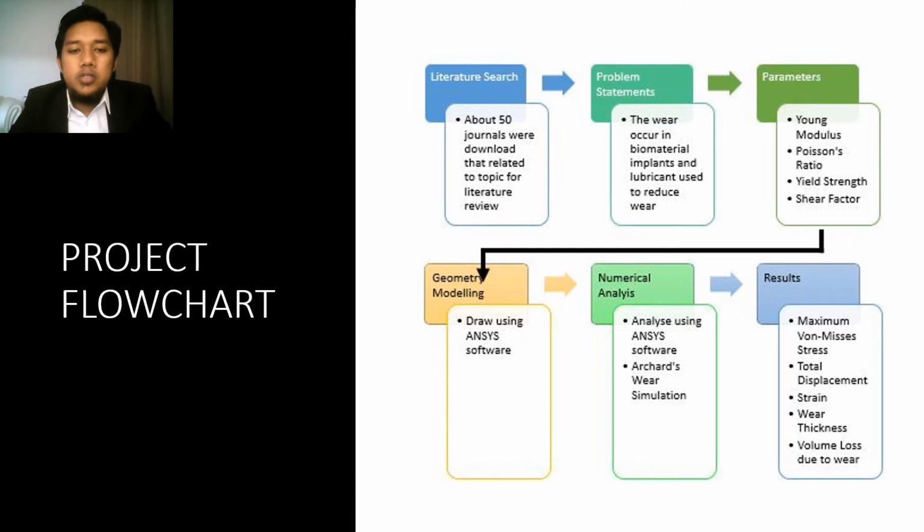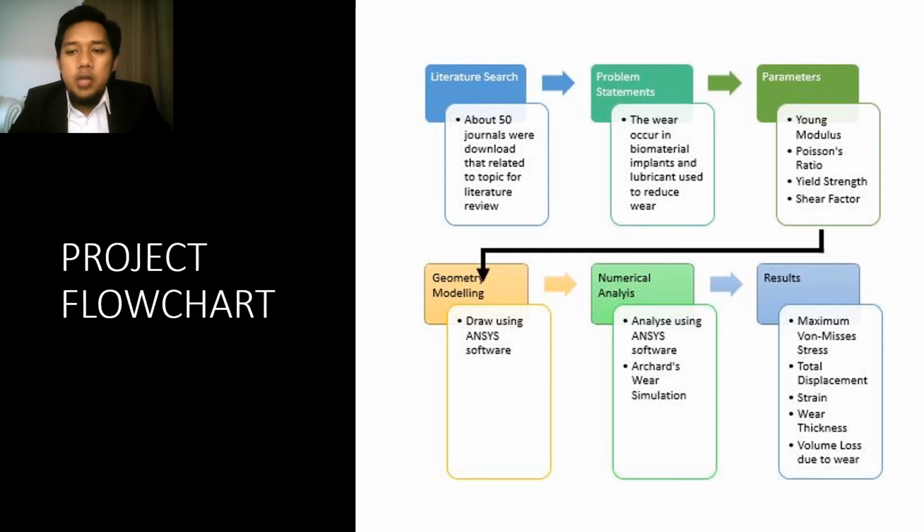There are 6 steps in our project flowchart. The first one is literature search. About 50 journals related to the topic were downloaded for the literature review. Next is problem statements. Wear occurs in biomaterial implants, and lubricant is used to reduce wear.